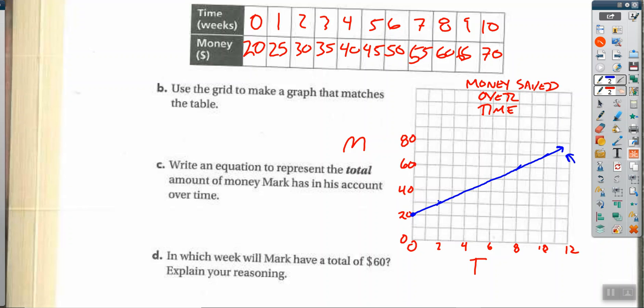Write an equation to represent the total amount of money Mark has in his account. Well, we know the starting value is going to be a plus, right? So we are plus 20. And we'll go with money. And what are we increasing by? Well, we're increasing by 5 every time. So 5 times, I'm going to use W for weeks. And that equals the amount of money.